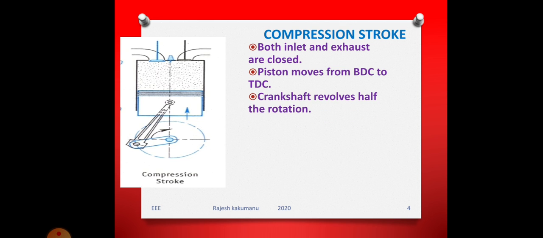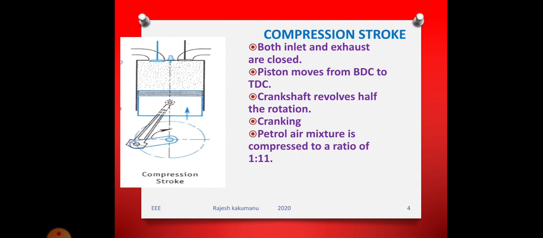Next, the crankshaft revolves half a revolution. For one complete revolution, the suction stroke takes one half turn and the compression stroke takes the remaining half turn. Cranking is done as in the suction stroke. The petrol and air mixture is compressed in the compression stroke, with a ratio of 1:11, the petrol and air mixing inside the chamber.